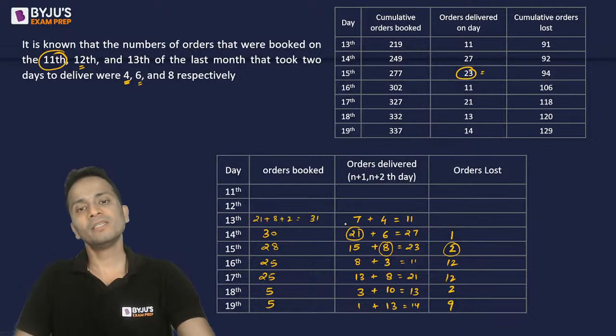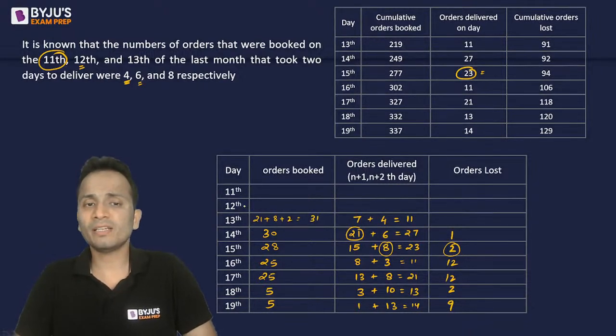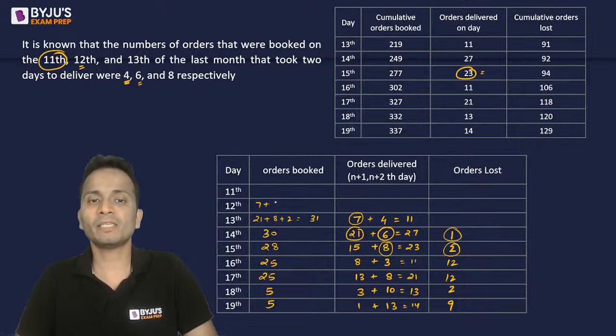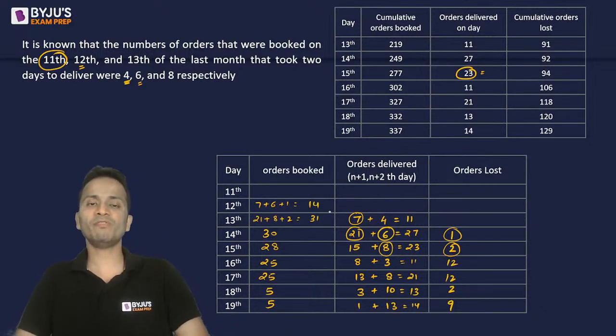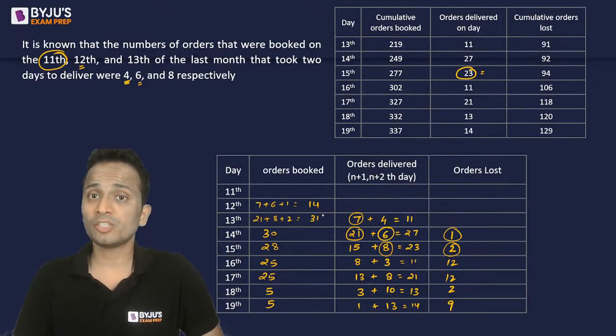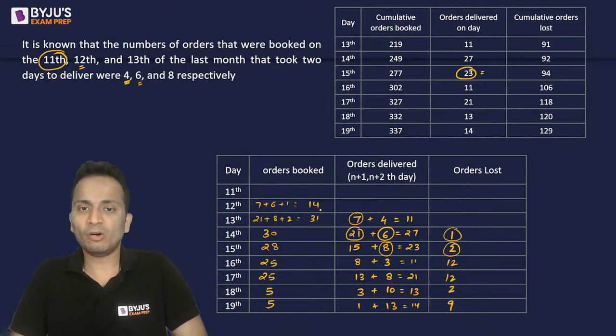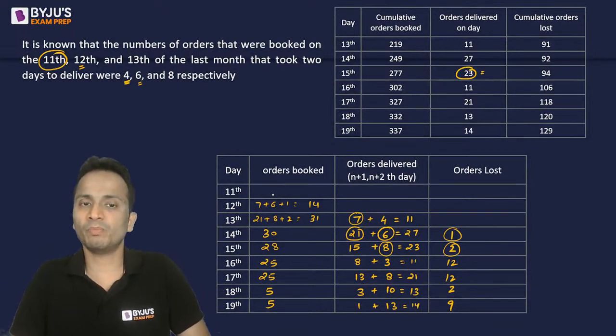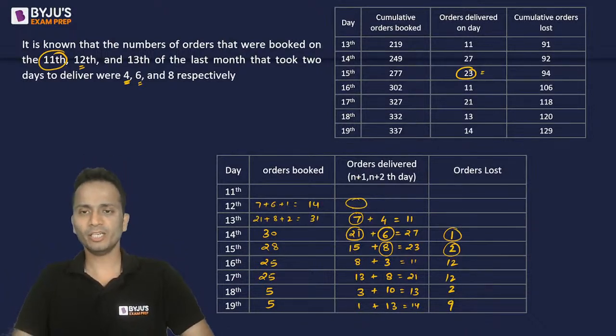Next, can I also find the number of orders booked on 12th of this month? Yes, it will be the sum of this number, 7 plus 6 plus 1, that is equal to 14. So 14 will be the number of orders booked on 12th of this month. Now, I will not be able to find out the number of orders booked on 11th because this value is missing.